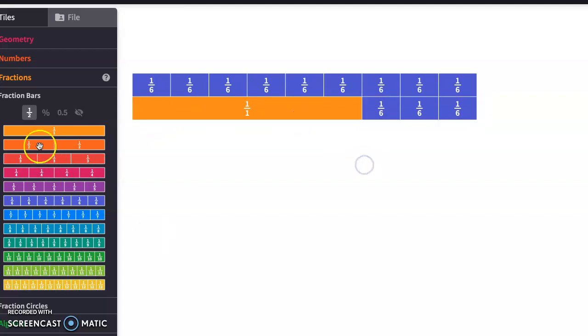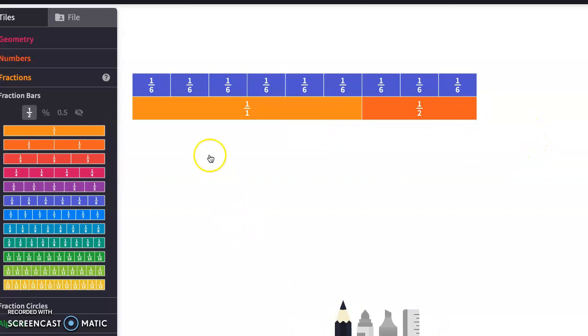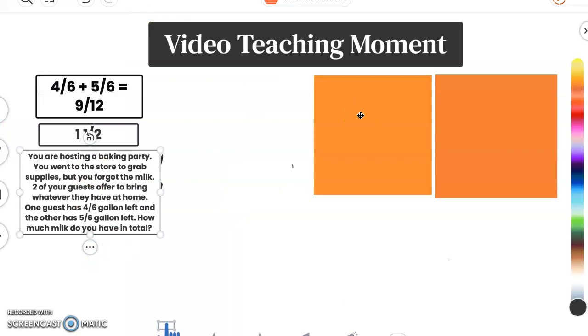We have a full gallon and 3/6 left in the other gallon. Now 3/6 is equal to a half. We can actually just take 3 and 6, divide them both by 3, and we get 1/2. So that's how we get our answer there.